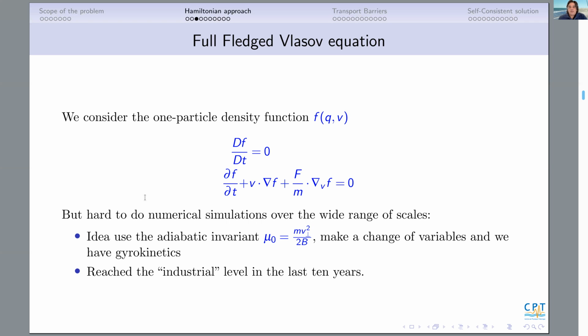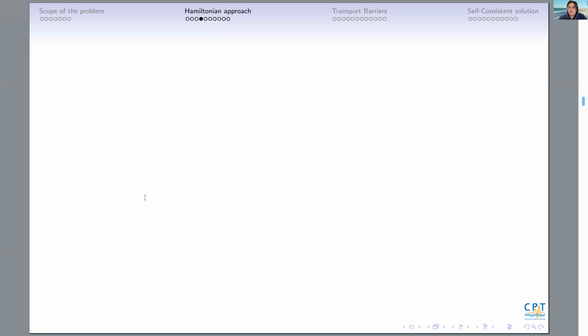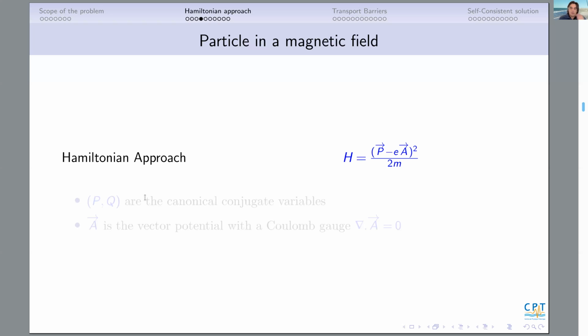So one of the things that we can ask ourselves is, does this make sense? Can we do this? So what we'll do is consider just a simple Hamiltonian approach, trying to follow a particle in a magnetic field.